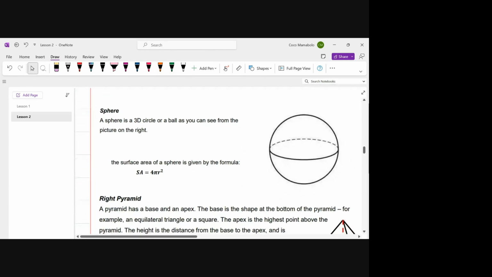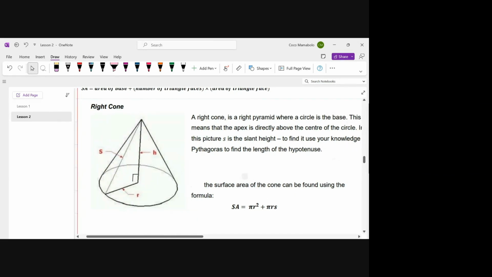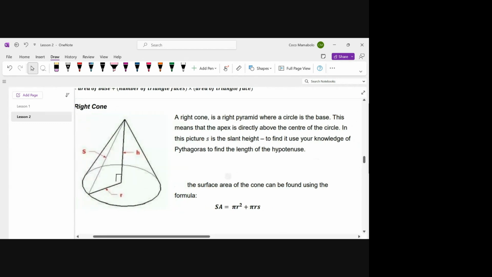We're going to skip right pyramid for now. I want us to take the equation of the surface area of a right cone. Please just either write these down or take a screenshot. We're going to talk about them in a little bit more detail just now.